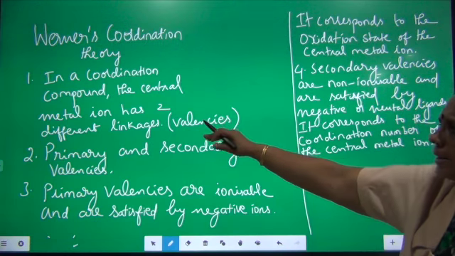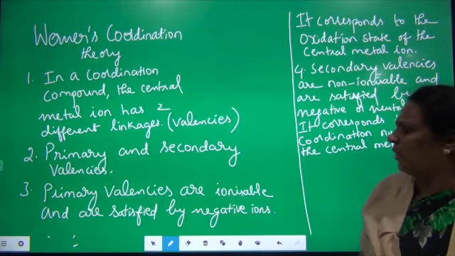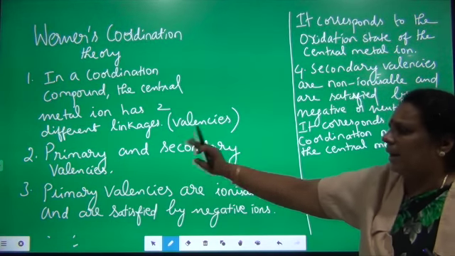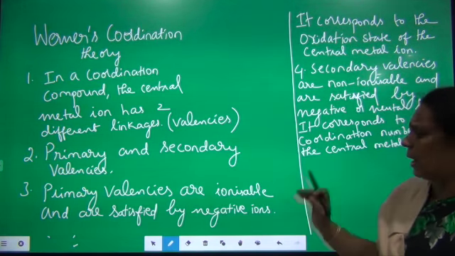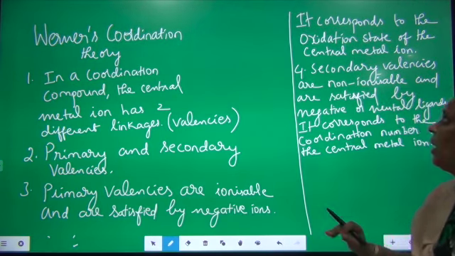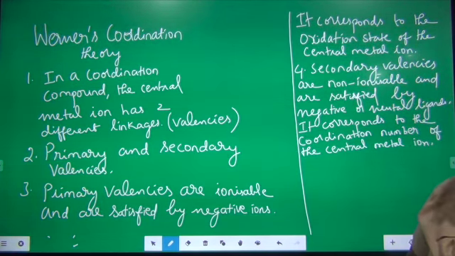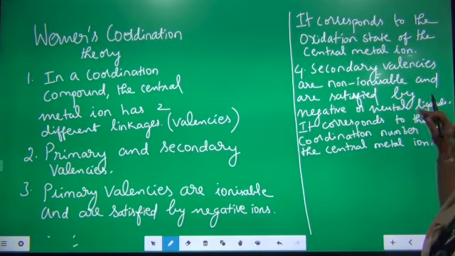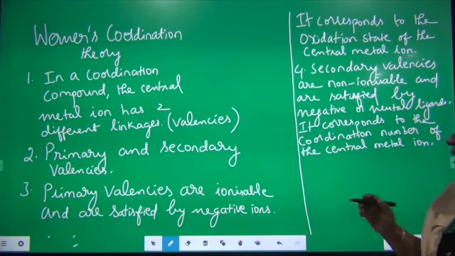So the first point is, in a coordination compound, the central metal ion has two different linkages or valencies. They are primary and secondary valencies. Primary valencies are ionizable and are satisfied by negative ions. They correspond to the oxidation state of the central metal ion. The secondary valencies are non-ionizable and are satisfied by negative or neutral ligands. They correspond to the coordination number of the central metal ion.